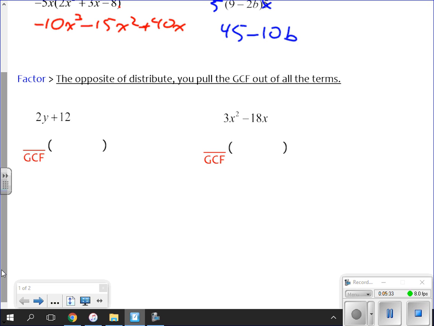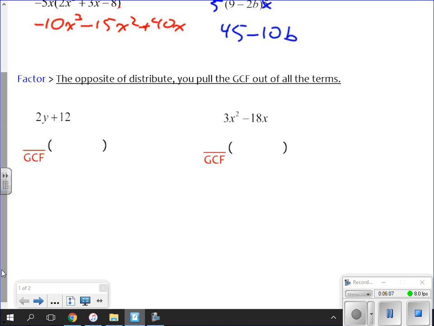So pay attention. This is where it gets difficult. We have two things we need to worry about. We need to worry about numeric factoring, and we need to worry about variable factoring. So when I look at 2y minus 2y plus 12, I need to pull out the greatest common factor. What I look at is, ignoring the y, I have 2 and 12. What's the largest number that divides into 2 and 12? What's my factor I can pull out?